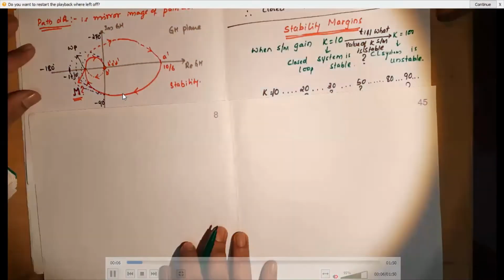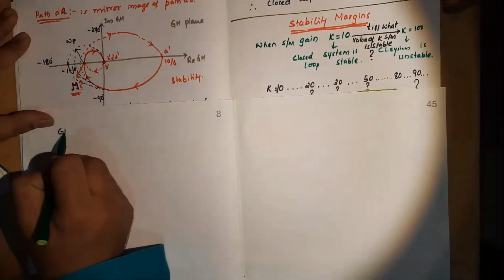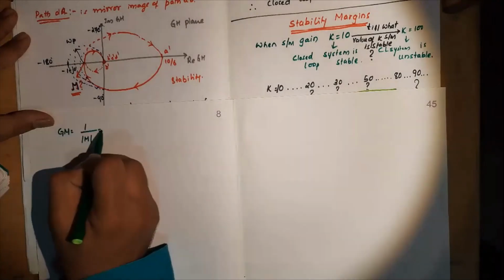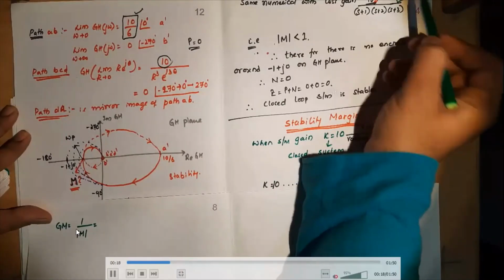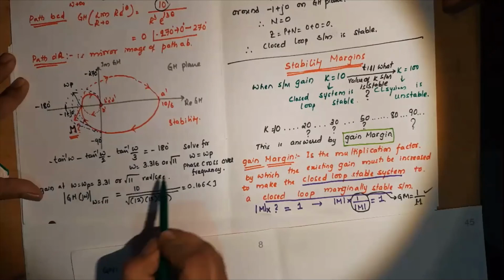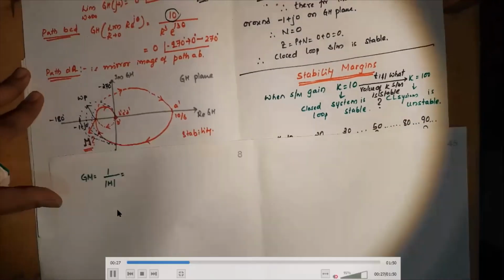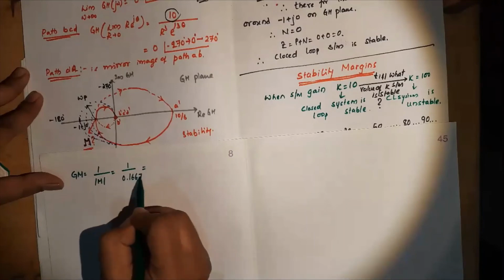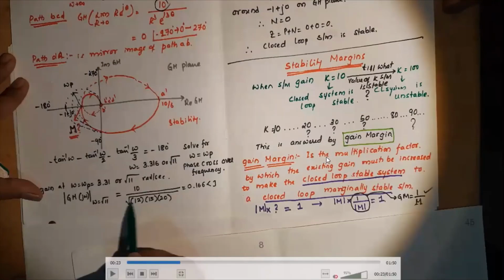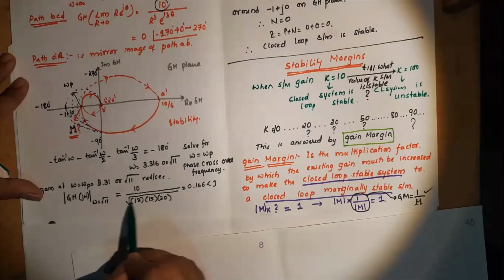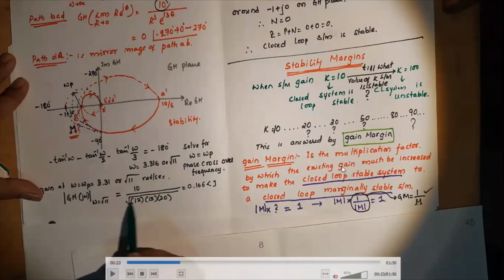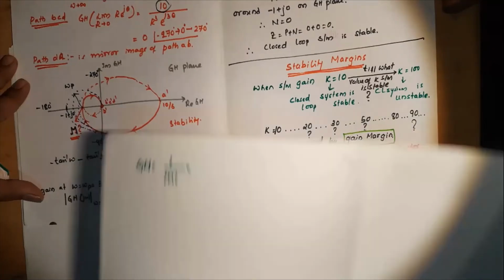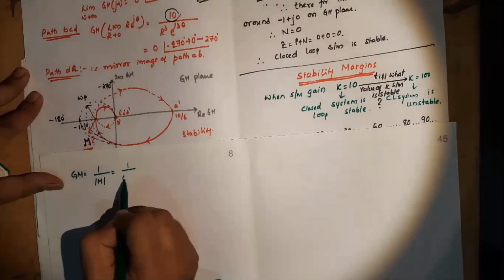So for this present example, let me show you the gain margin. Okay, so gain margin, I said it is 1 by M. Please understand the definition of gain margin again. It is the multiplication factor by which the existing gain must be increased to make the stable system marginally or critically stable. So keeping this in mind, we'll study the gain margin for this particular system.